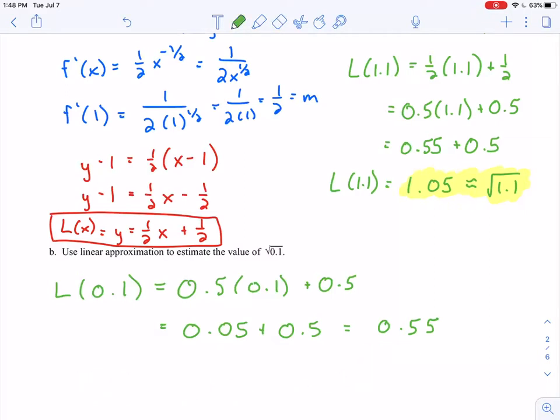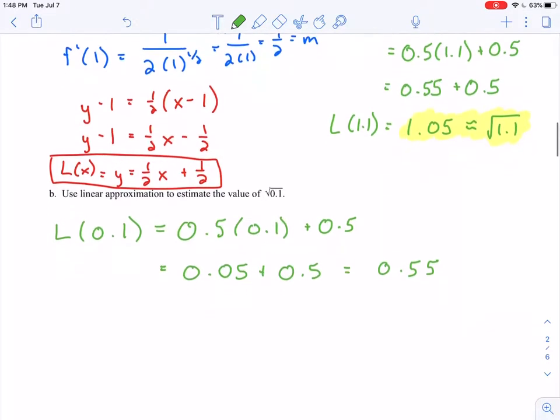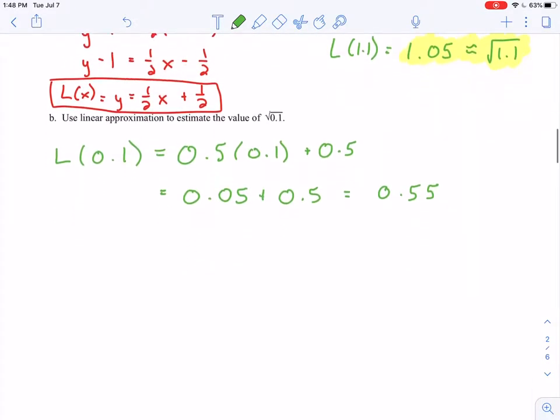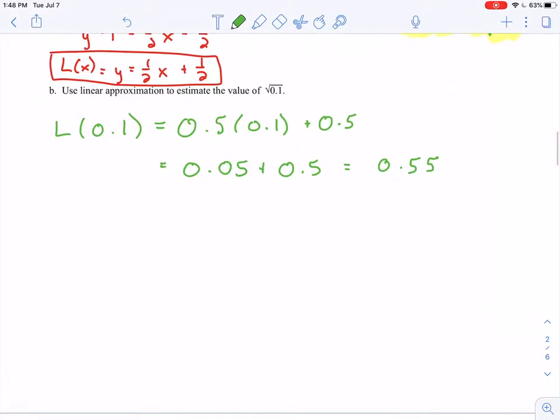And again, that's because 0.1 was pretty far away from 1. So all of this is just to emphasize that we need to stick relatively close to our x value if we're going to get a good approximation. The farther away you go from your x value, the less accurate your linear approximation is going to be.